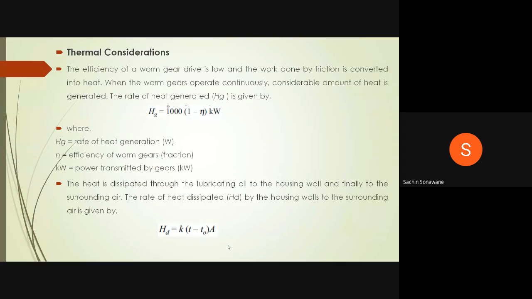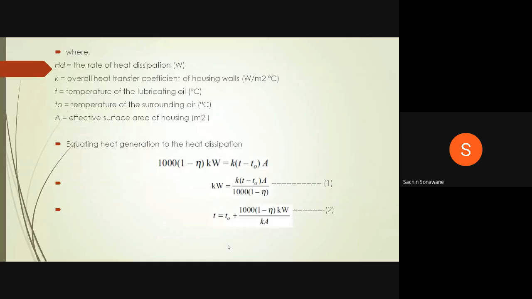The heat is dissipated through the lubricating oil to the housing wall and finally to the surrounding air. The rate of heat dissipated Hd by the housing walls to the surrounding air is given by Hd is equal to K into (T minus T naught) into A, where Hd is the rate of heat dissipation in watt. K is the overall heat transfer coefficient of housing walls in watt per meter square degree Celsius. T is the temperature of the lubricating oil in degree Celsius. T naught is the temperature of the surrounding air in degree Celsius. A is the effective surface area of housing in meter square.